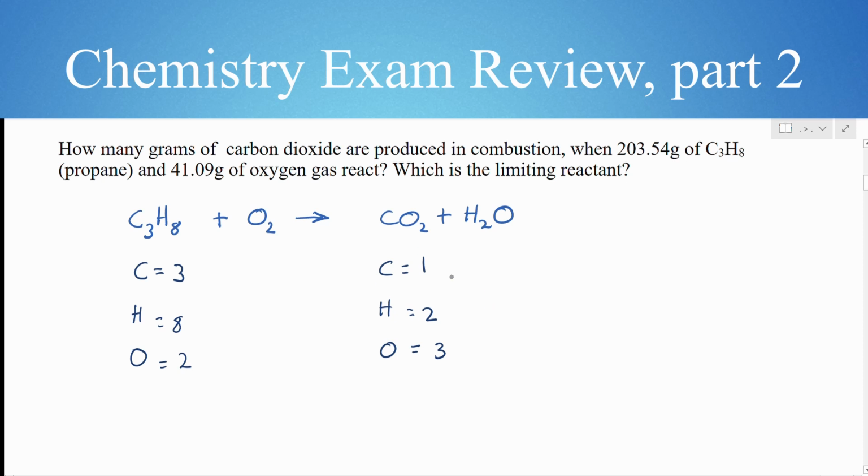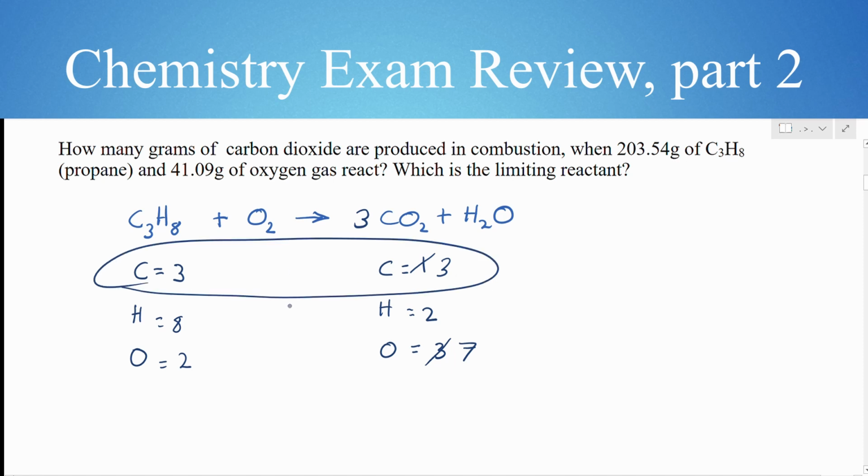Now we see here that according to our balancing equation tips, we want to balance the element that appears once on each side, which is carbon and hydrogen. Okay, so we can balance carbon first by putting a 3 right here. That means we have 3 carbons now, and we have 7 oxygens. Okay, so 3 times 2 is 6, plus 1 is going to be 7. So now our carbons are balanced.